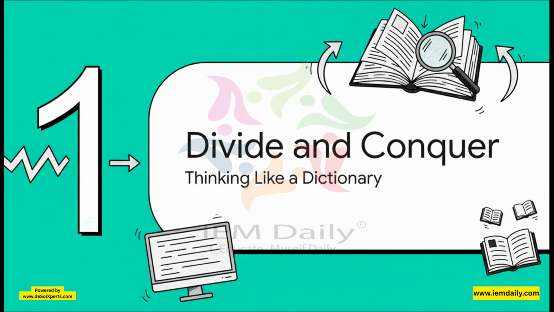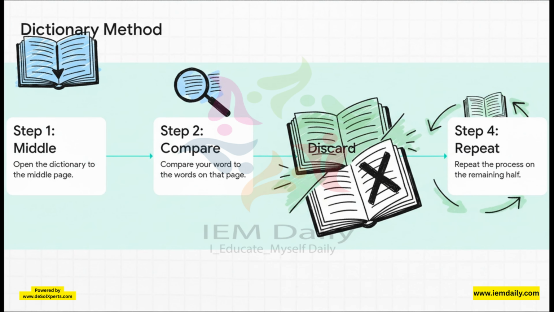Okay, so the whole secret behind binary search is this amazing concept called divide and conquer. And the best way to get it? Just think about something you've already done 1 million times, looking up a word in a physical dictionary. You don't start at page 1, right? Of course not. You instinctively crack it open somewhere in the middle. You glance at the page. Is your word alphabetically before or after what you see? And just like that, you've thrown away half the dictionary. Then you just do the same thing again with the half that's left. See? You're already an expert at this.